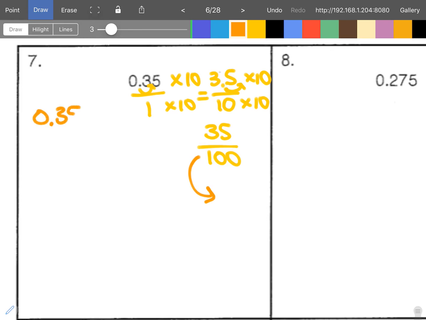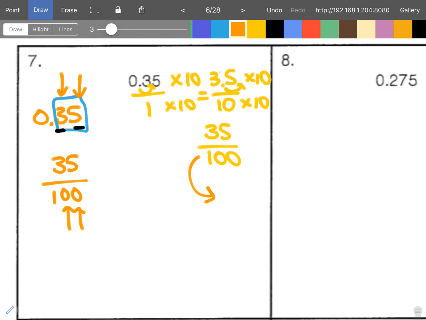But the way I typically show my kids is I tell them, take this number without the decimal, the 35, and place it over however many place values out the last number is. So this is in the tenths, and this is in the hundredths. So you're going to place the 35 over 100. It's also easy to just count how many numbers are after the decimal. 1, 2, and so you're going to put 2 zeros after the 1 there.